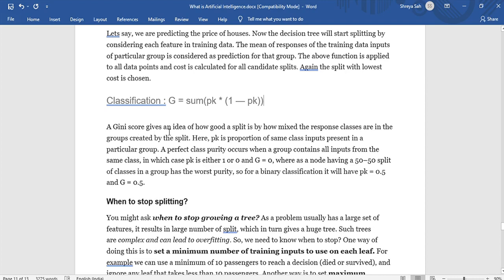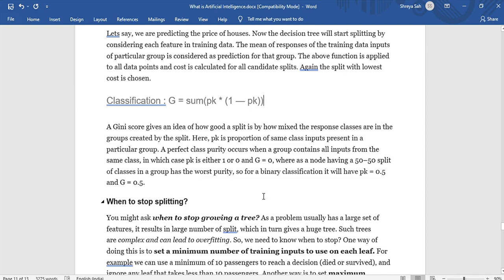A Gini score gives an idea of how good a split is by how mixed the response classes are in the groups. Here pk is the proportion of class inputs present in a particular group. A perfect class purity occurs when a group contains all inputs from the same class, in which case pk is either 1 or 0 and G is equal to 0, whereas a node having a 50-50 split of classes in a group has the worst purity. So with binary classification, it will have pk equal to 0.5 and G equal to 0.5.